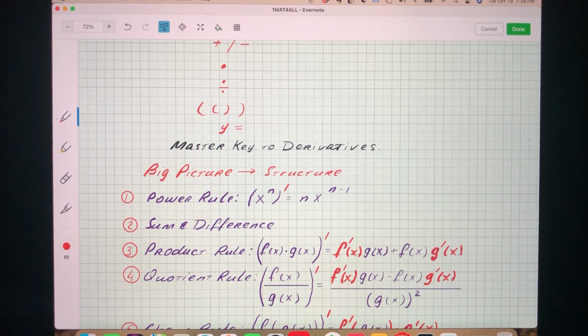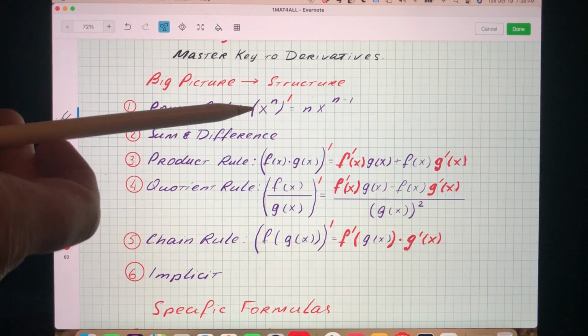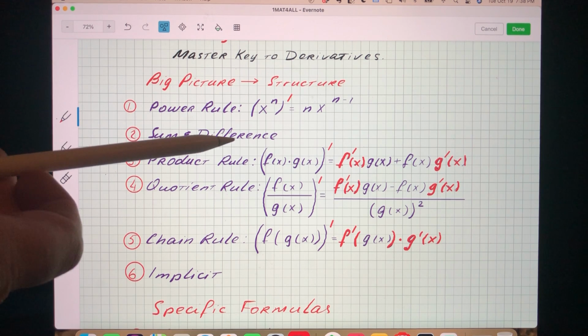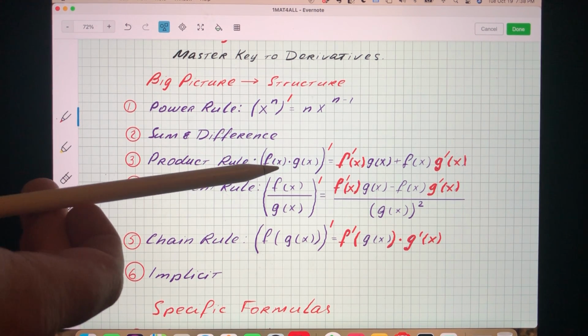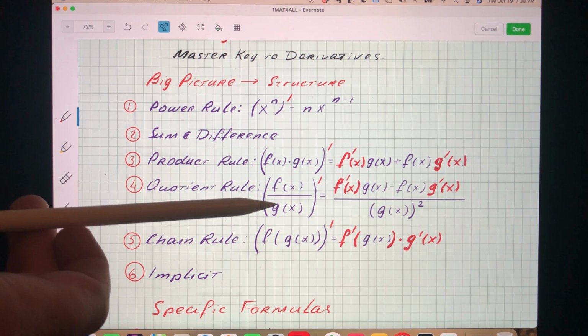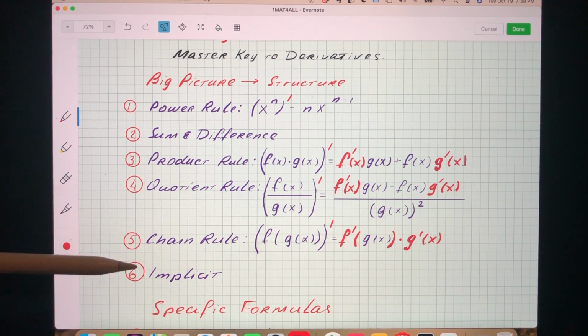So the big picture involves these rules. We can have a power rule. We can be adding or subtracting functions. If we are multiplying, we will use product rule. If we are dividing, we use quotient rule. If we have a function inside a function, we use chain rule. If the function is not solved for the y, we use implicit differentiation.